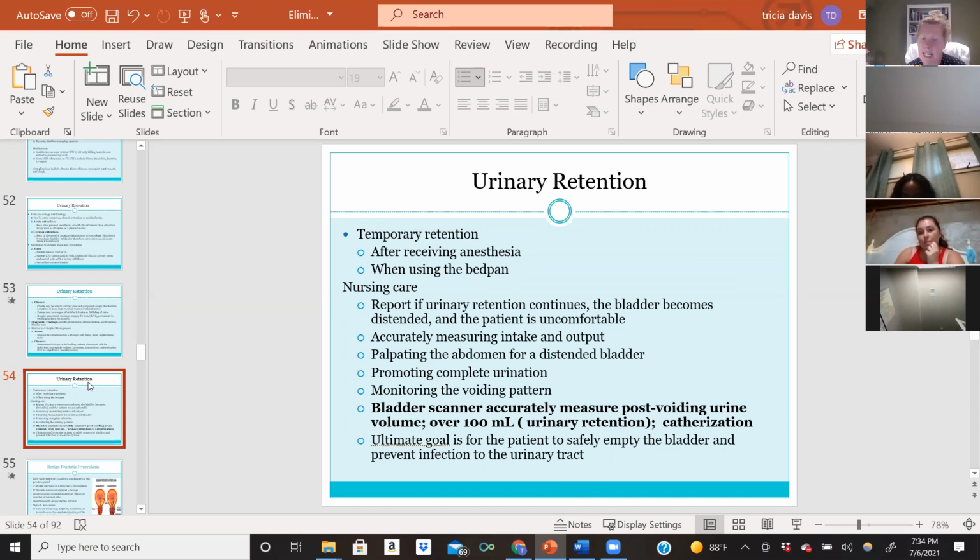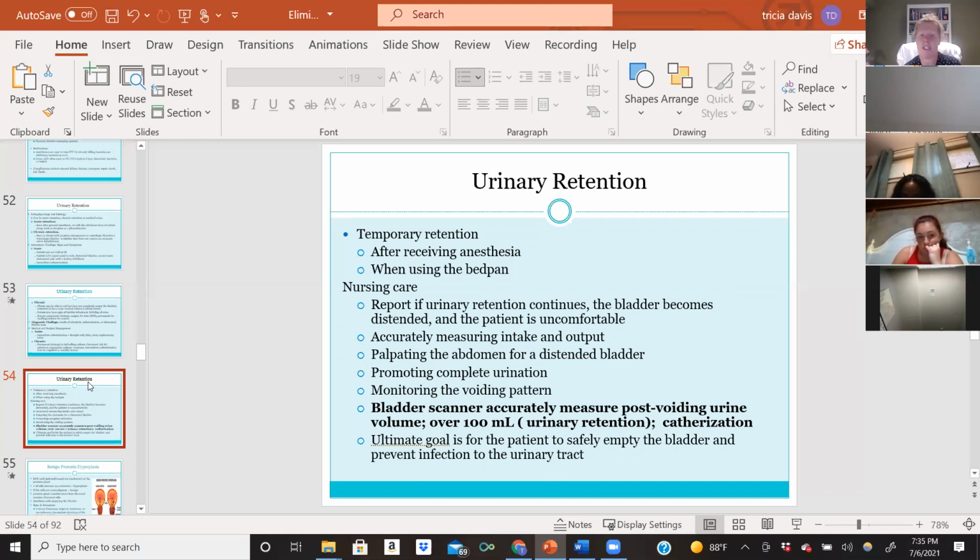As far as nursing care for the patient who has urinary retention, we want to report if the urinary retention continues. So we're going to be monitoring our patient. We're going to be checking their abdomen to see if their bladder becomes distended and if the patient starts to complain of being uncomfortable. We want to make sure we are accurately measuring that intake and output all throughout the day. Palpate the abdomen to see if it's distended, promote complete urination.